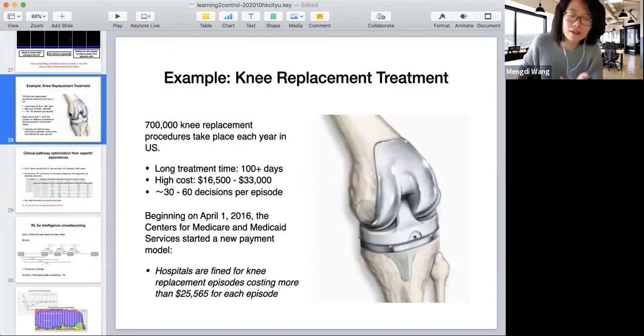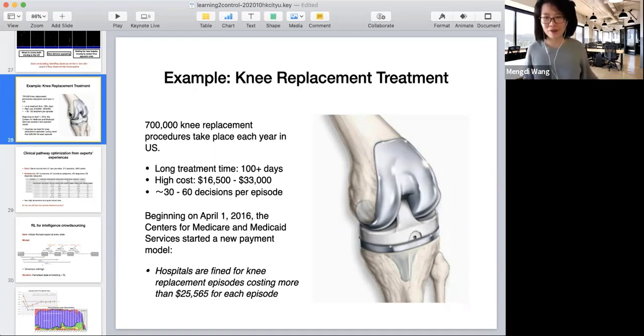Okay, I will just explain one application that we used to work on, and I thought it's interesting to share. We tried to apply RL, actually not online RL, but batch RL, to a clinical optimization problem. This problem is about the episodic treatment of knee replacement. I have a friend who got his knee replaced and he really liked it.